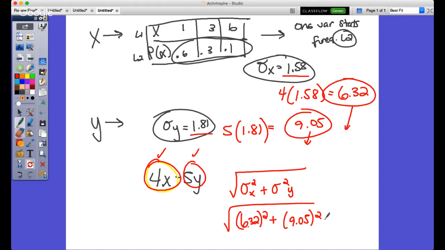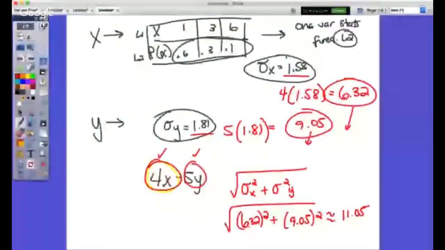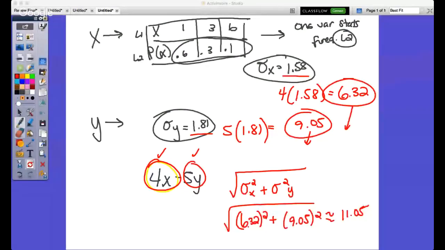So let's see if we can do this: 6.32 squared plus 9.05 squared. And then I just take the square root of this, and there we are. I got 11.05, make sure, 11.03, so it'd be 11.03-ish. And that's how we would find it, okay? Cool. Very good stuff, y'all.